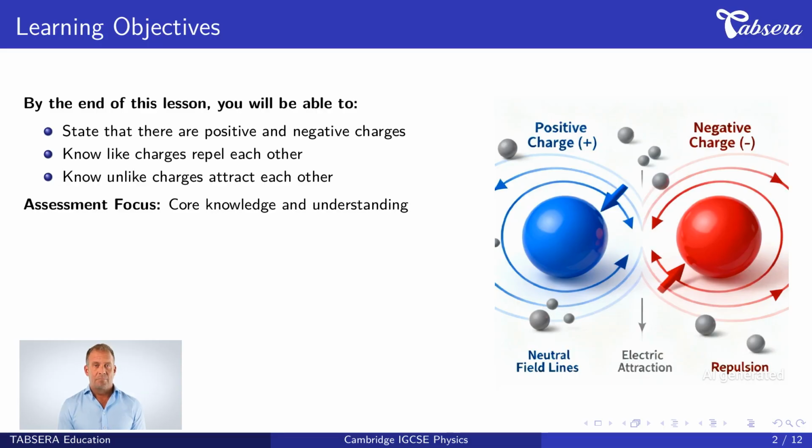Let's examine our learning objectives for today. By the end of this lesson, you'll be able to, first, state that there are positive and negative charges. This means recognizing that electric charge comes in two fundamental types. Second, know like charges repel each other. Like charges means charges of the same type, positive with positive or negative with negative. Third, know unlike charges attract each other. Unlike charges means opposite types, positive with negative.